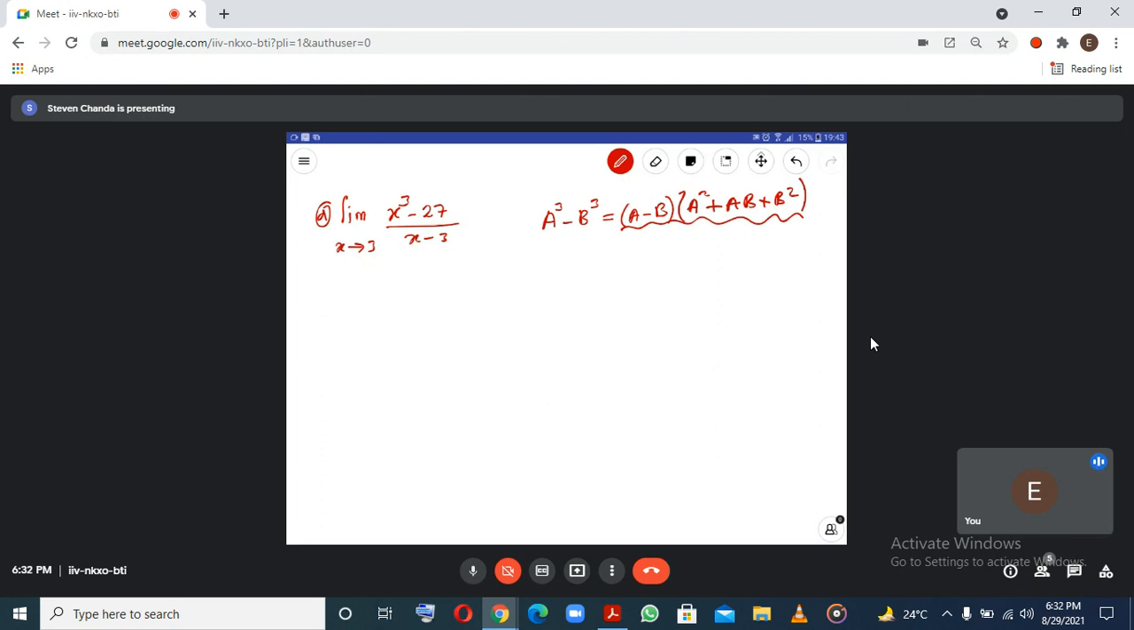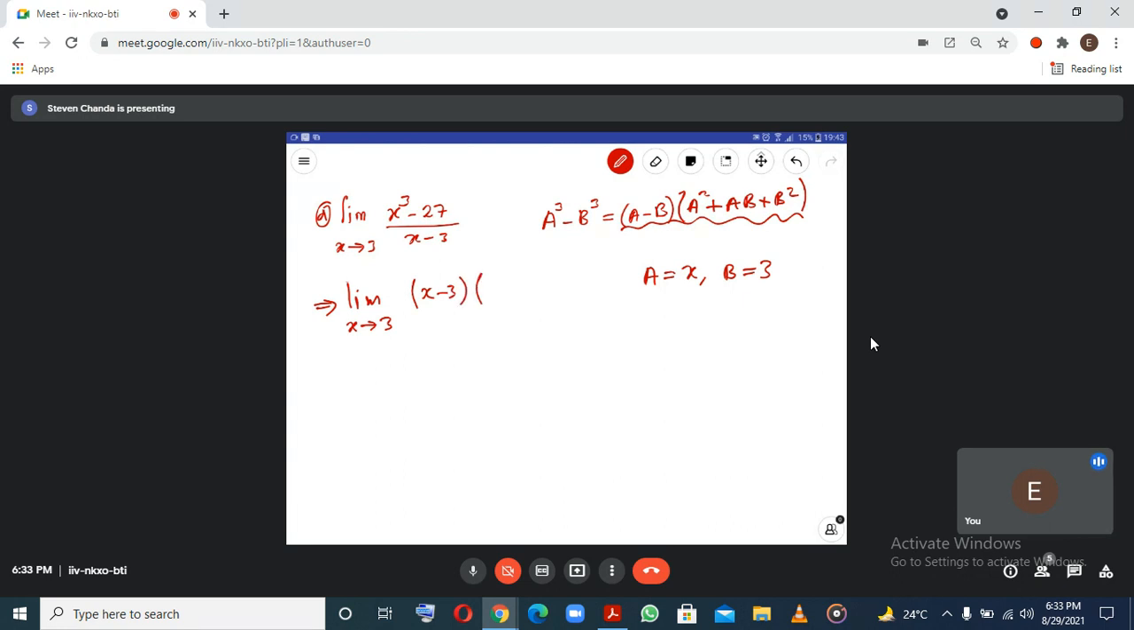Of course I said you could also use the principles that we discussed on polynomials. So how do you write this then? You're going to say the limit is going to be 3, x goes to 3. Then again, what do you do? A is what? Let's say A is x, B is 3.